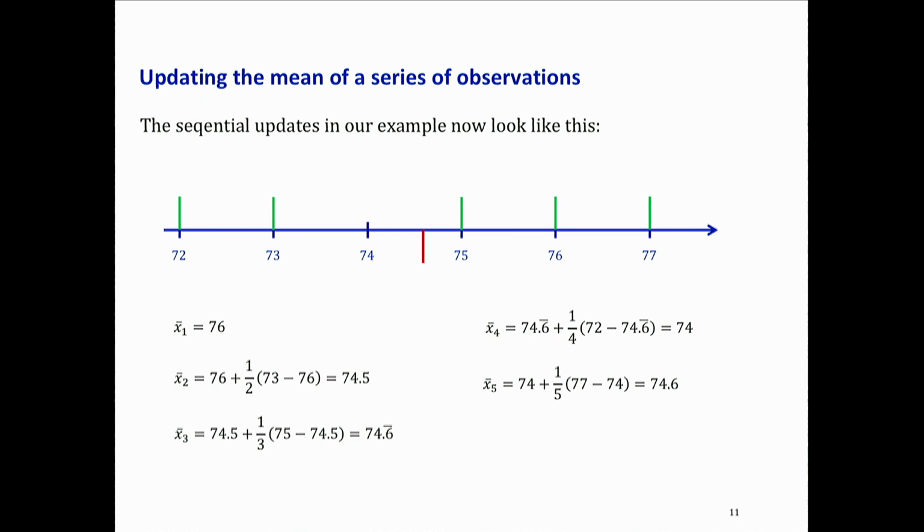But there are only two things we need to remember, and that's the current mean. So this 76 enters here. This 74.5 enters here. And the second thing we have to remember is the number of previous observations. And I'd like to draw your attention to this. Here we have 1/2, 1/3, 1/4, 1/5. So this goes down and down and down. The weight on the difference between the observation and the previous mean gets smaller from observation to observation.